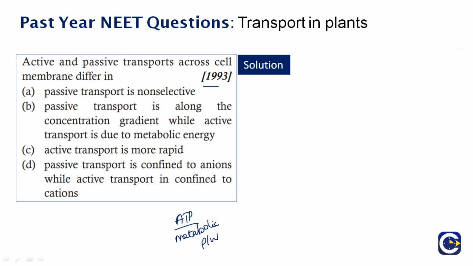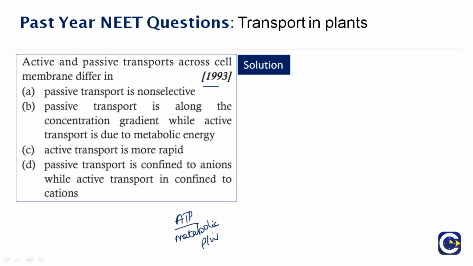Passive transport is along the concentration gradient, while active transport is due to the metabolic energy. It is dependent upon the ATP. While passive transport does not require any energy input. It is a process which depends upon the concentration gradient of the ions, molecules or atoms.